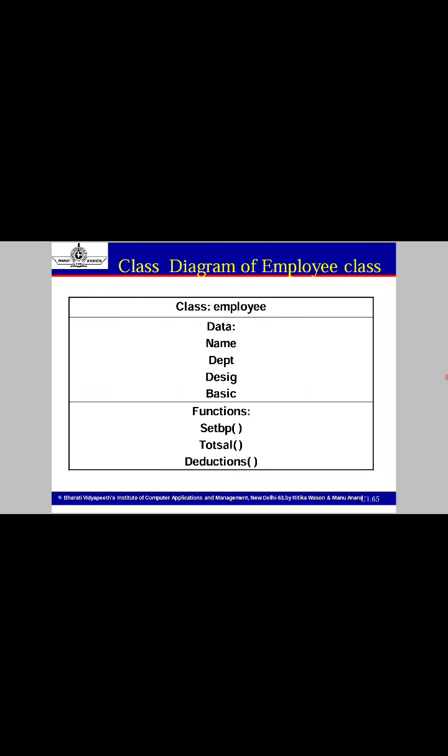So, class diagram of employees. This is another example for creating an employee class. The class is Employee. Data members are name, department, designation, basics. These are data members. Function members are functions: set, BP meaning basic pay, total sal, and deductions.